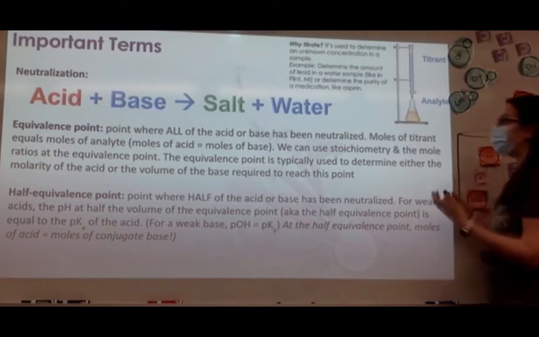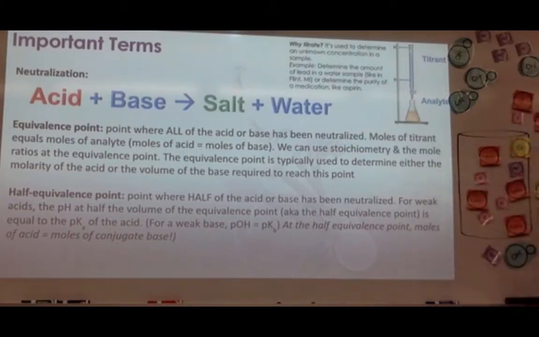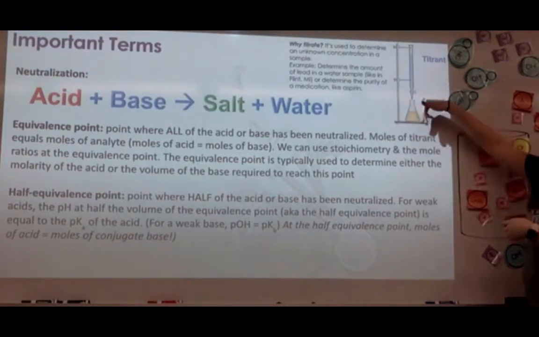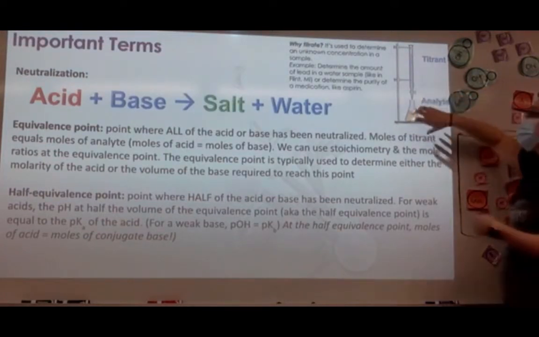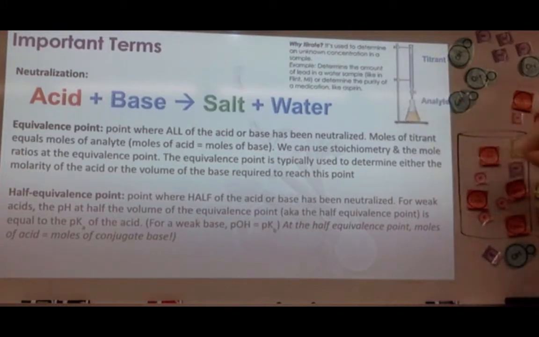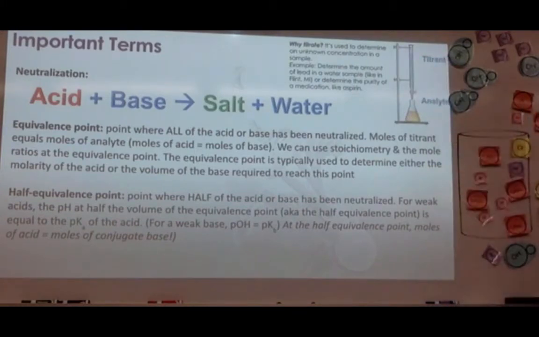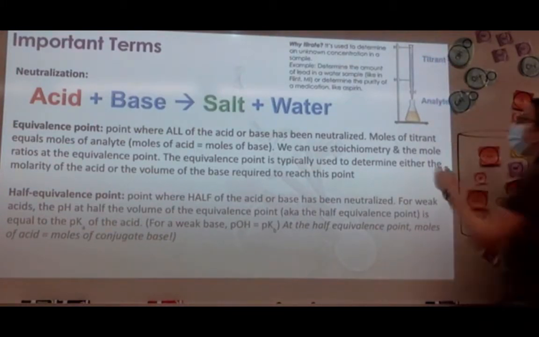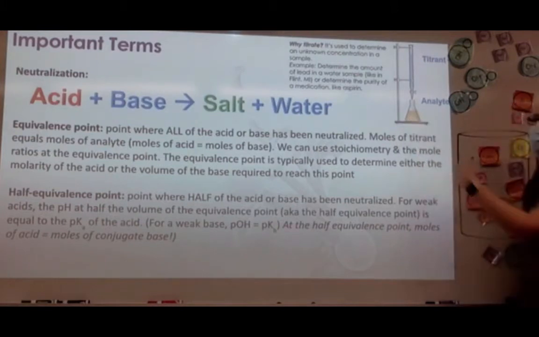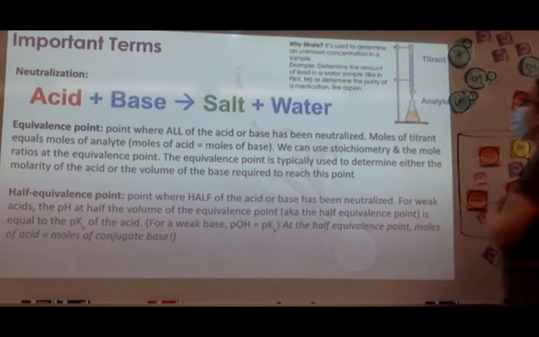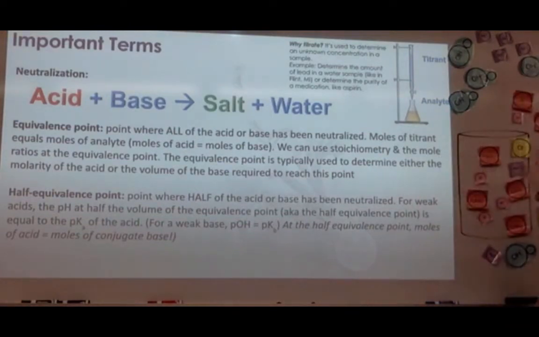Another example, you can determine the purity of a medication. So chemists that are in the drug field, they can actually determine how pure a medication is, like aspirin, by titrating. So aspirin is acetylsalicylic acid. It's a weak acid. They can titrate with something like NaOH and figure out what concentration of acetylsalicylic acid they have in the aspirin. How pure is it? So it's used to determine concentrations.